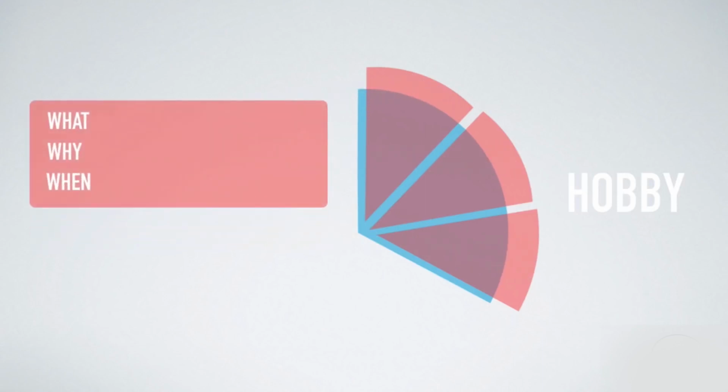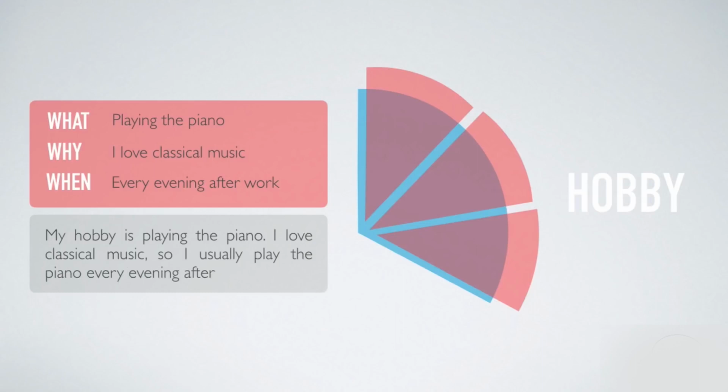For what, we have playing the piano. For why, we have I love classical music. For when, we have every evening after work. So let's see how this will sound. My hobby is playing the piano. I love classical music, so I usually play the piano every evening after work.